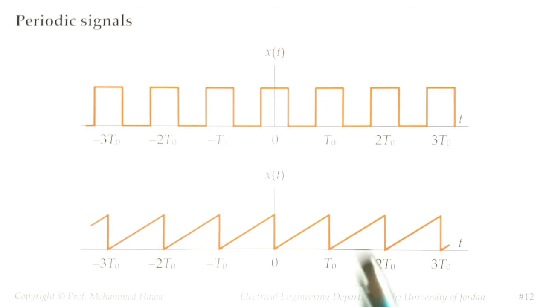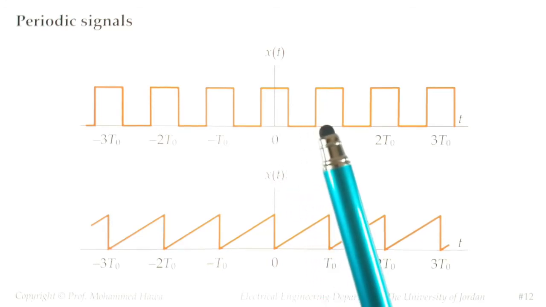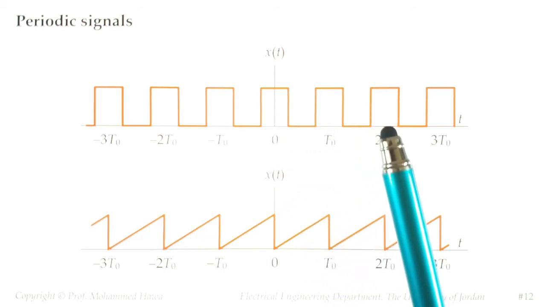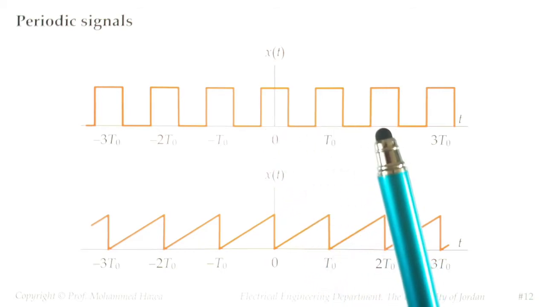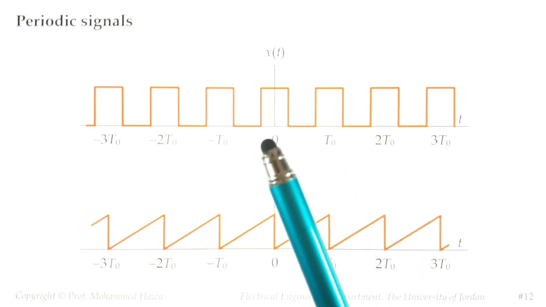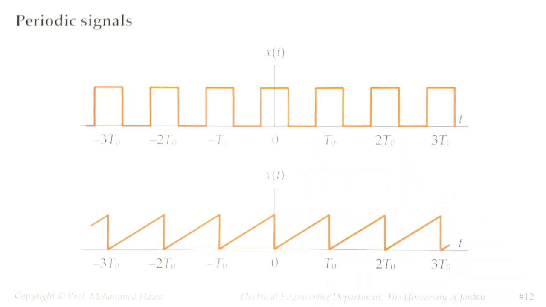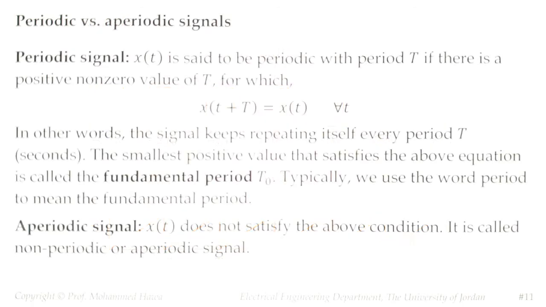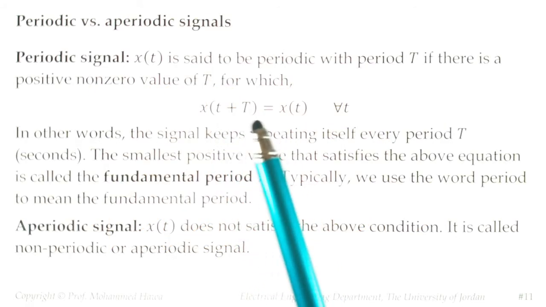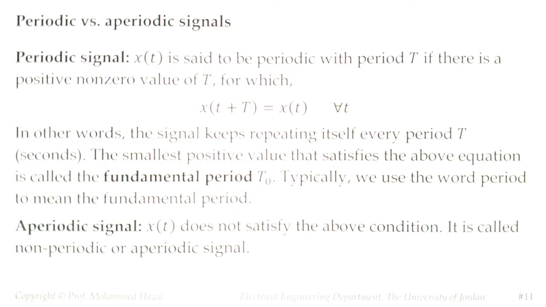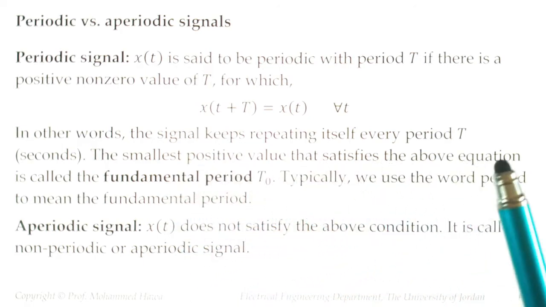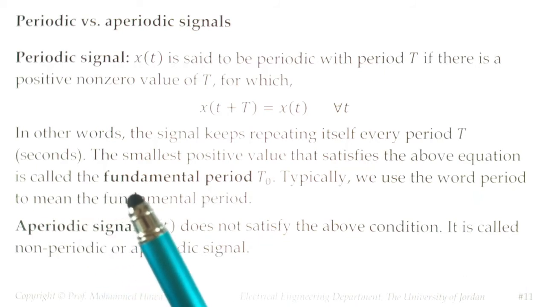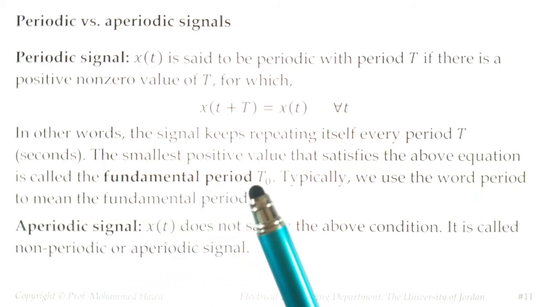Some people would say the period is t naught. Some people will say the period is 2t naught because the function repeats itself after 2t naught. Some people will say the period is 3t naught because the function repeats itself after 3t naught. And all those values satisfy this equation. However, we will only pick the smallest positive value that satisfies the above equation, and I'm going to call it the fundamental period t naught.